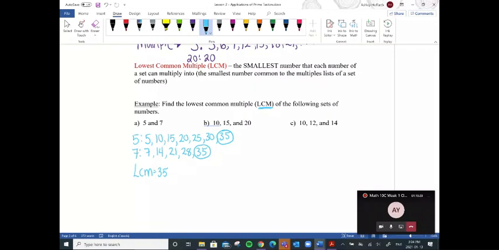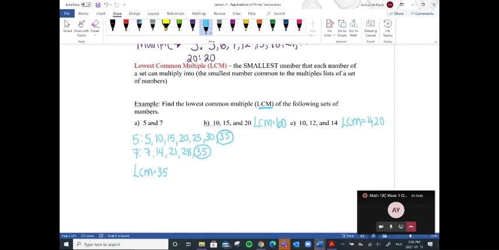Now, these get really big really quickly. So what I'm going to do with these two is avoid making these lists because they're really big. The LCM of 10, 15, and 20 is 60. So these lists probably wouldn't be too bad. But for 10, 12, and 14, we'd have to take all three lists up to the number 420.